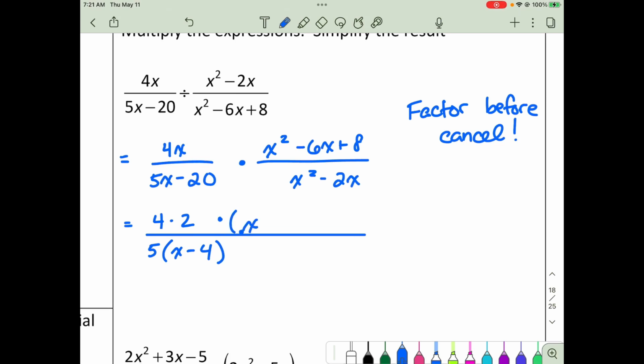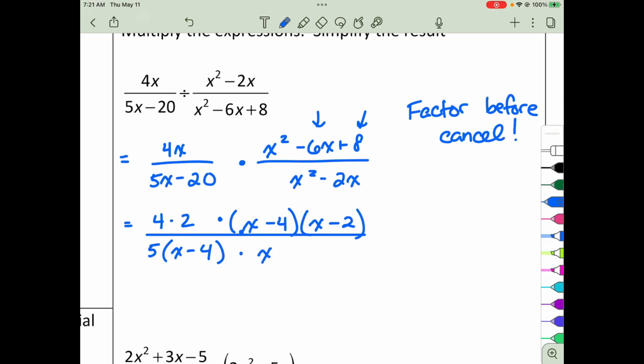All right, so you should have gotten x minus 4, x minus 2, because negative 4 times negative 2 gets us positive 8, and negative 4 plus negative 2 gets us negative 6. And then in the denominator, the common factor is x, and then we are left with x minus 2. Now that we have factored, you can only cancel once you have factored.